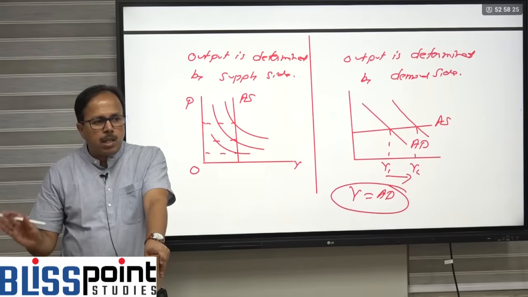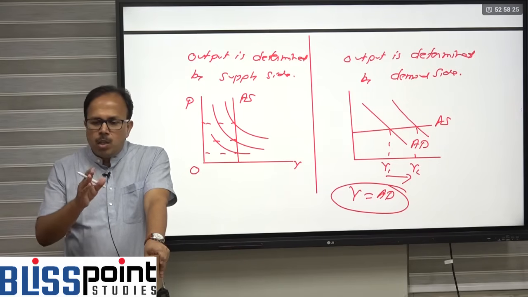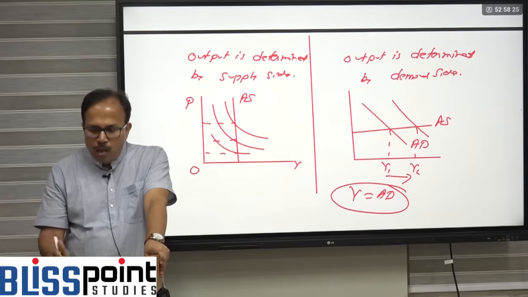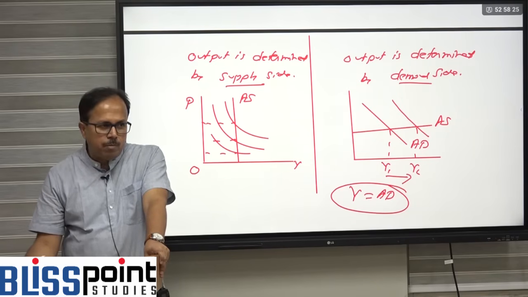That means the classical is correct when they say that the economy's output is determined by full employment in the labor market. Output is determined by the supply side, and here output is determined by the demand side.